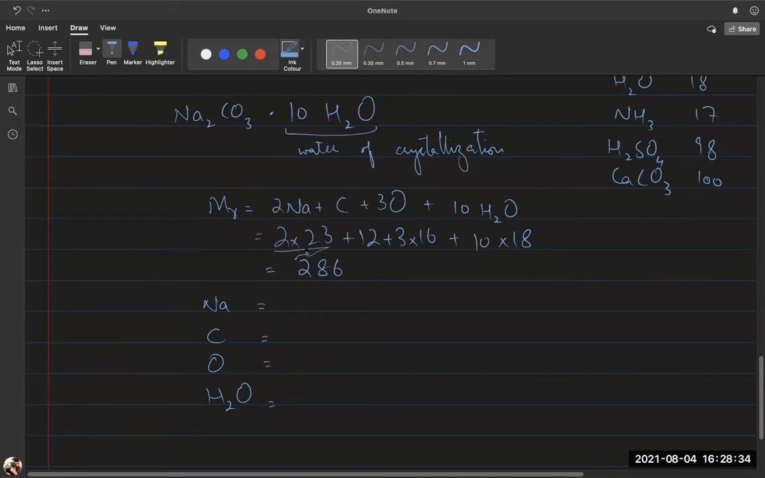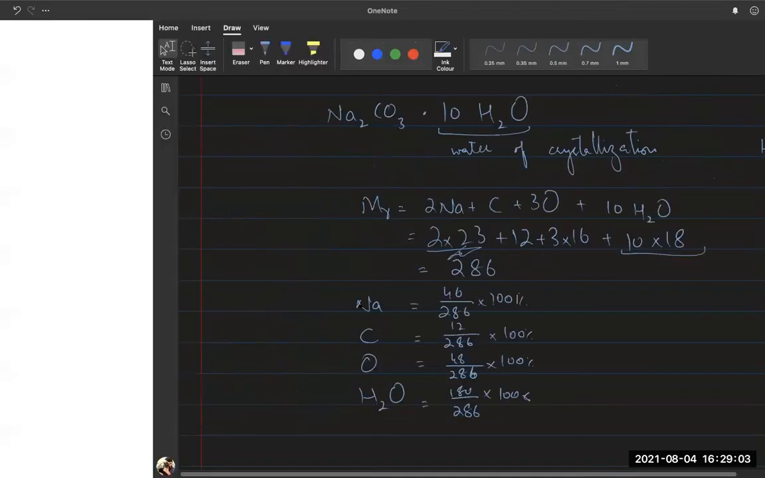You have 46 of sodium divided by the total 286. You have 12 of carbon, so divided by 286. You have 48 of oxygen divided by 286, and you have 180 of water, so 180 over 286. You multiply it all by 100%, and you will figure out the percentage composition. This is a fairly straightforward question, and you can easily solve these. So that is percentage composition, and I hope you understand how to solve it.